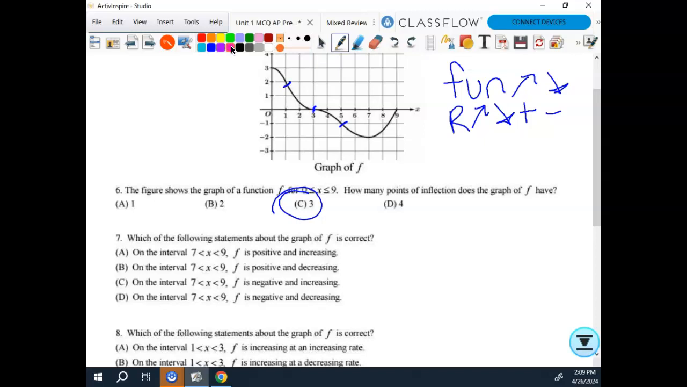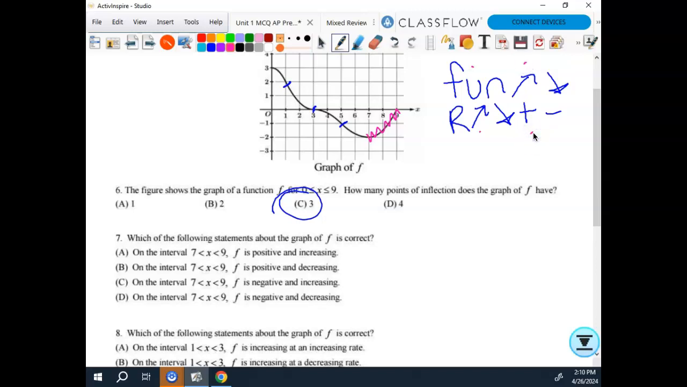Good deal. All right, so we're looking at 7 to 9, 7 to 9 right here. So I'm going to ask you a few things. Is the function positive or negative? Negative. Is the function concave up or down? Concave up. And since the function is concave up, the rate is increasing. Is the function increasing or decreasing? Increasing. Since the function is increasing, the rate is positive.